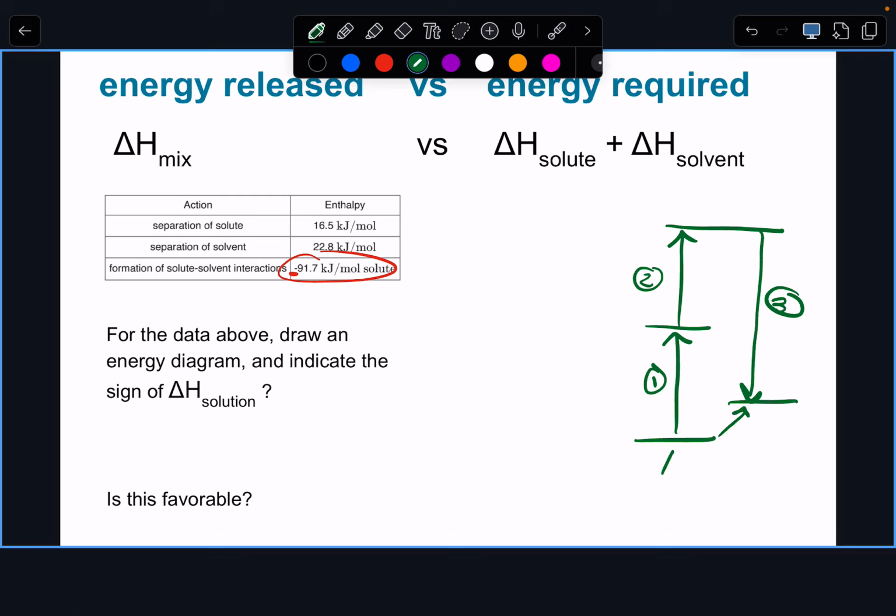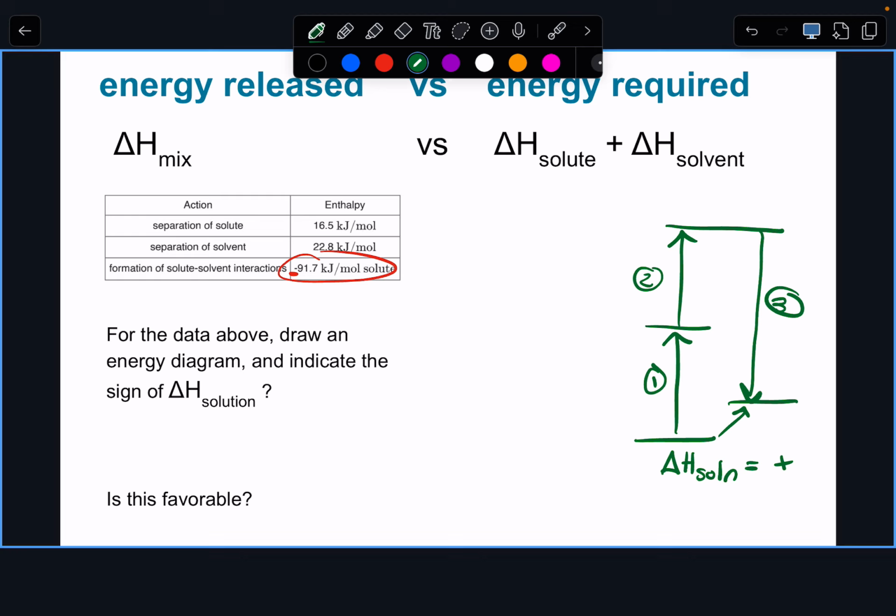So this would have a delta H of solution that would be positive, because we're most concerned about this little chunk here. The way we find this is by comparing energy required to energy released. But this little chunk here is what tells us the overall energy change. And in this instance, it would be positive, which means we'd be putting energy in. It would be increasing in potential energy.